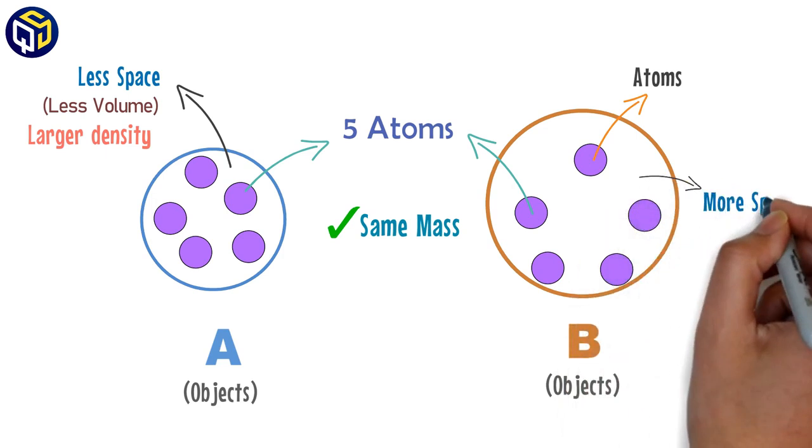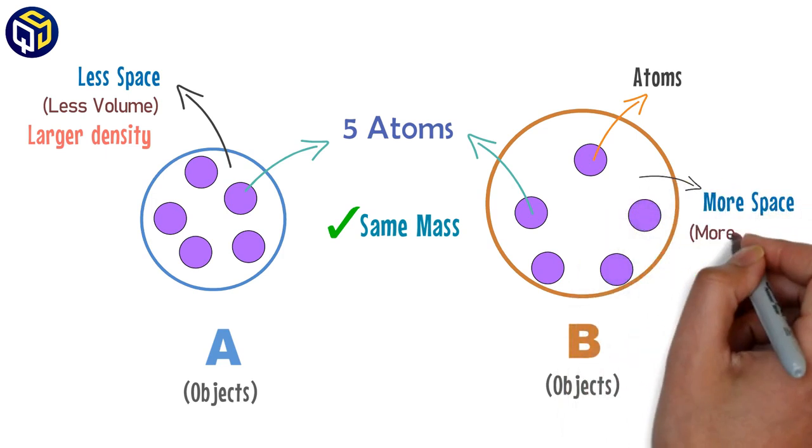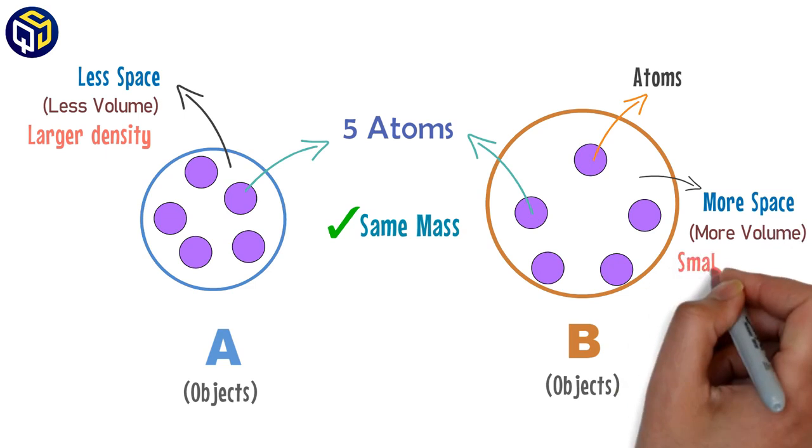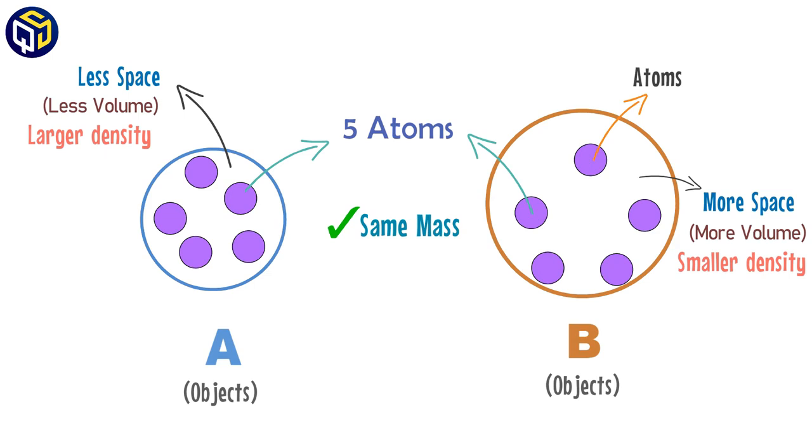Object B has more space between the atoms, which means that the volume is more because the atoms are further away from each other. Object B has a smaller density. It is less dense than Object A. The closer the atoms are together in an object, the less volume it has and the more dense the object. The further away the atoms are from each other in an object, the more volume it has and the less dense the object.